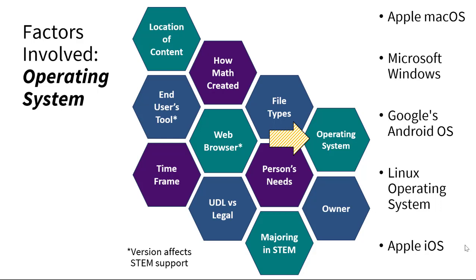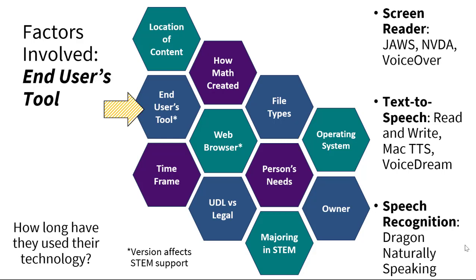What is the student actually using to interact with this content? The end user's tool. So there are three main categories of assistive technologies that I think of when I think of accessible STEM content. We have screen readers, we have text-to-speech engines, and we have speech recognition. Screen reader: JAWS, NVDA, VoiceOver. Text-to-speech: something like Read&Write, Kurzweil, Mac text-to-speech, VoiceStream. And speech recognition: Dragon NaturallySpeaking, or others.